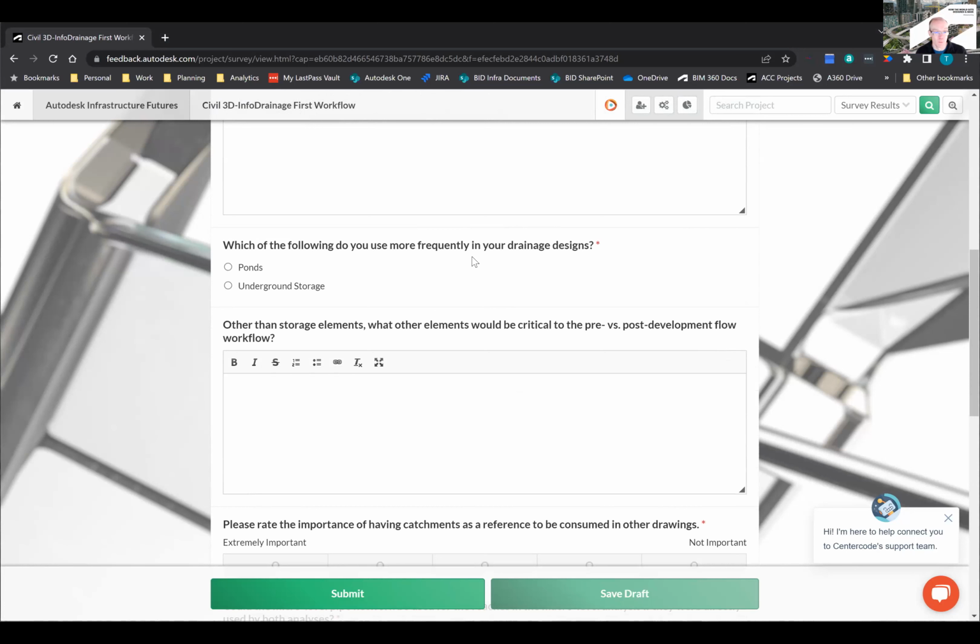Again, this gets into which of the following you use more frequently in your drainage designs as far as storage is concerned. Is it ponds or underground? And then, following onto that, other than the storage elements, what are the other elements that would be absolutely critical to a pre versus post development workflow?